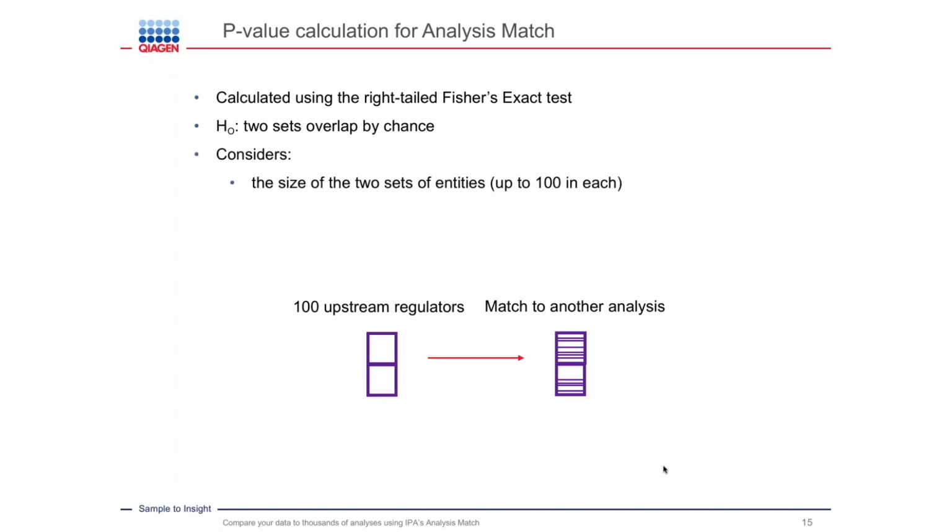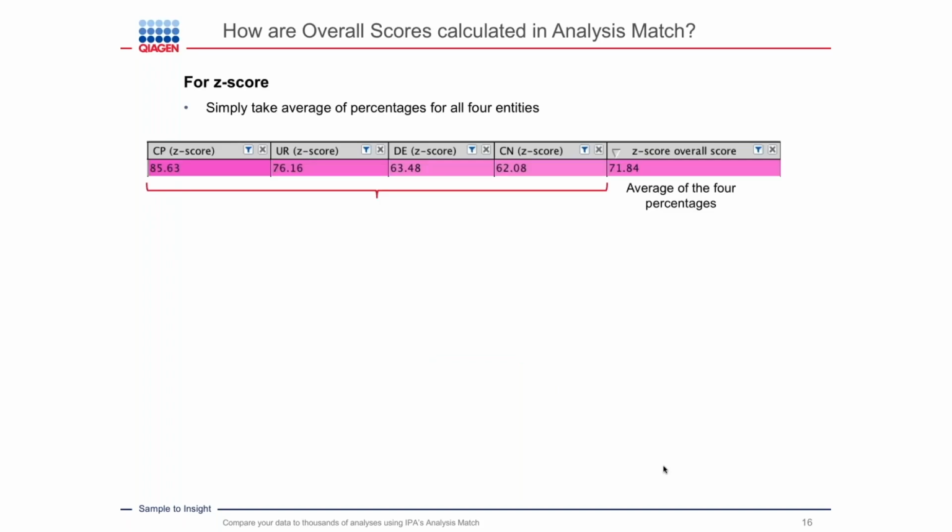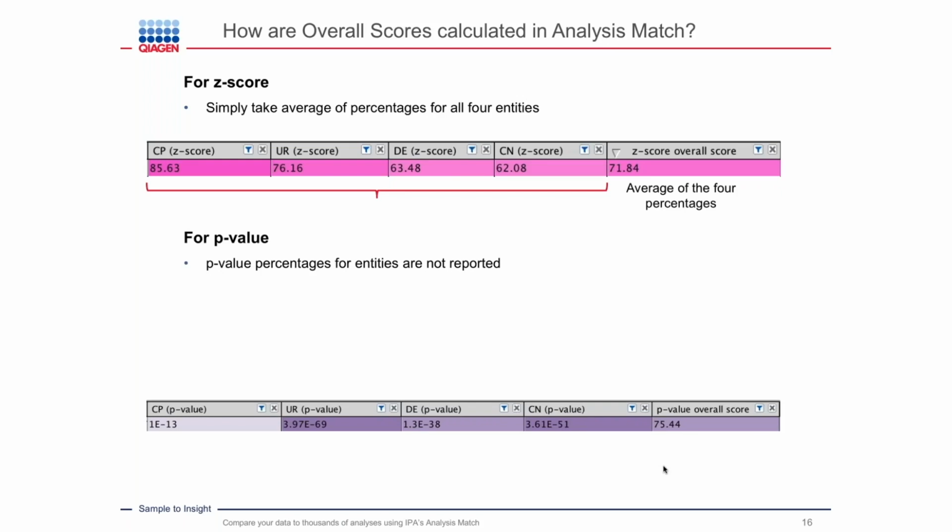So for analysis match, the p-value is going to depend upon the size of the set of the two entities, and here we cap it at 100. We look at the size of the overlap between the two entities and the universe of all entities across all analyses. And then finally, we calculate an overall z-score and an overall p-value. The overall z-score is pretty simple. It's just the average of the z-score percentages among the four entities. And then the overall p-value, it's also a percent similarity.